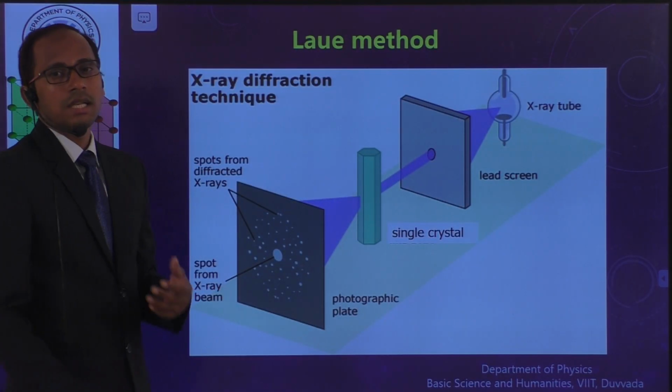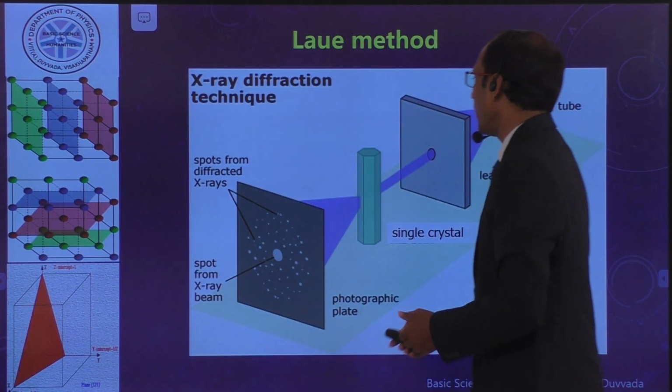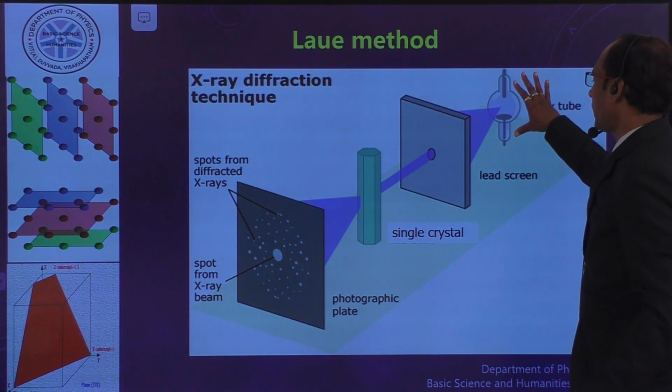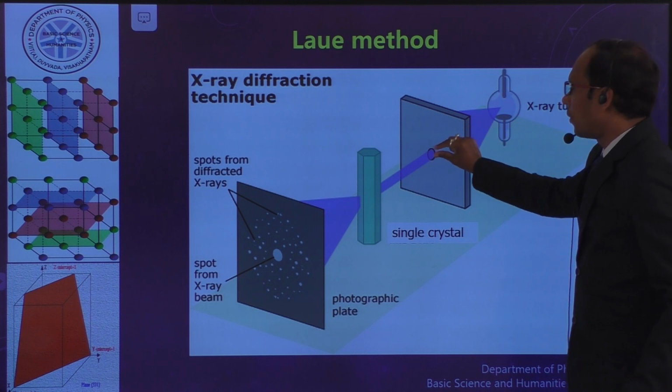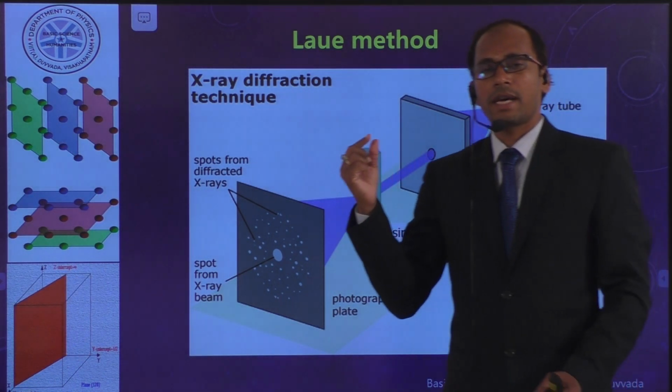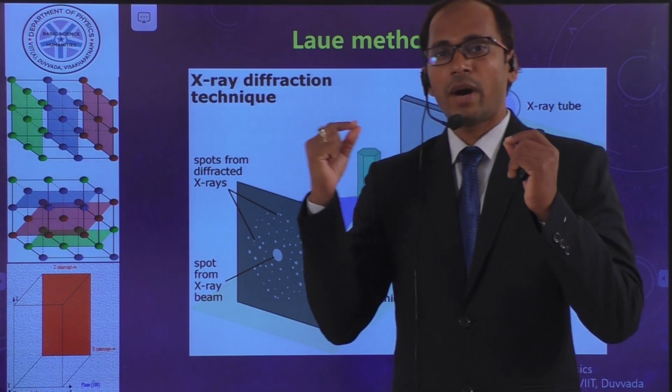Let us see what the Laue method is saying. The Laue method says that from the X-ray tube, you take a small hole, because we have to make the beam a fine beam.